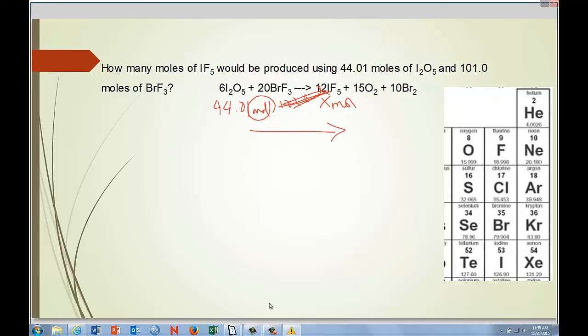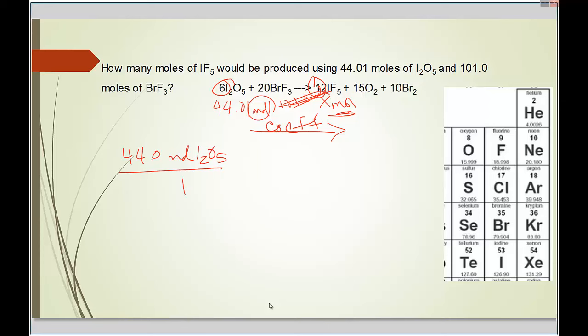Which is the 6 and the 12. Now what the question is asking me for is moles, so I don't have to convert it again. I can just use one set of brackets and I'll be fine. So 44.0 moles of I2O5 over 1, because I want to make it into a fraction. I'm going to multiply it by another fraction. I have I2O5 on the top, so that's what I want to put on the bottom of the next one.